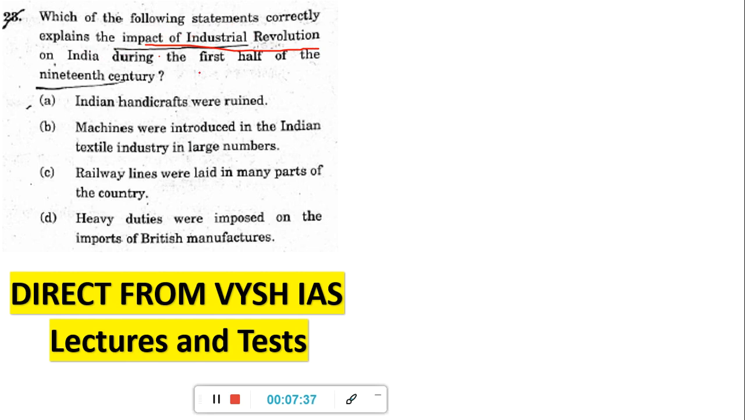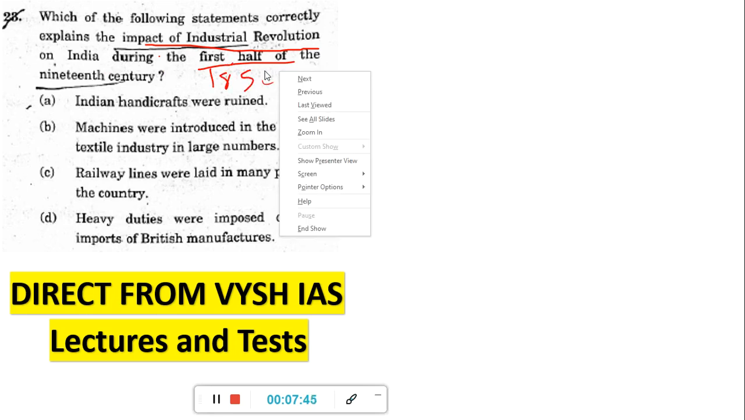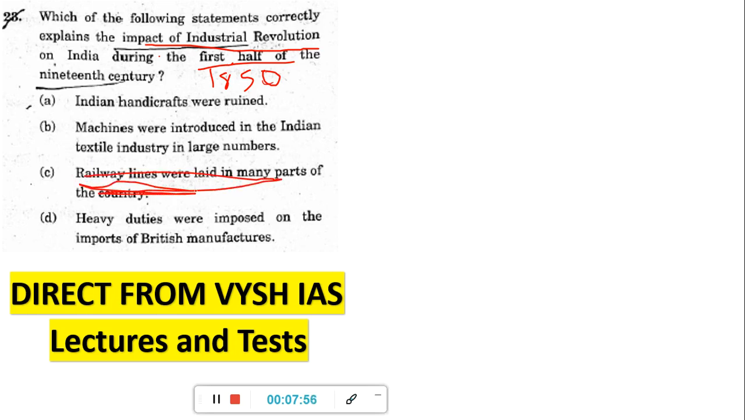So first half of the 19th century means what? It is 1800 to 1850. Up to 1850 only, because it's the first half. And here, what is written? Railways were laid in many parts of the country. Railways started only in 1853, after 1850. So you can eliminate this. This will never be the answer.